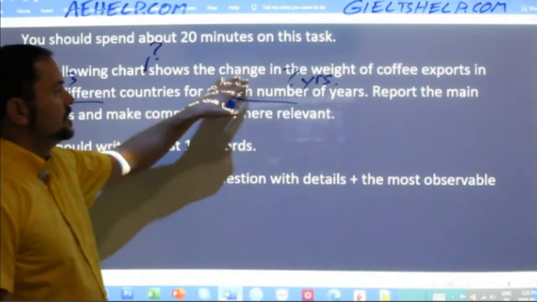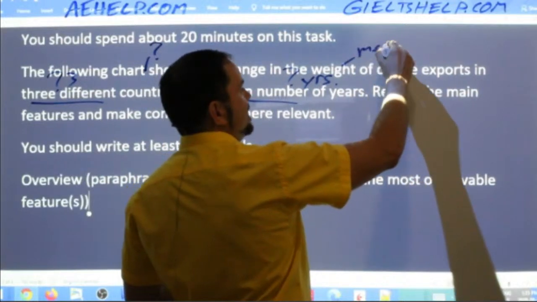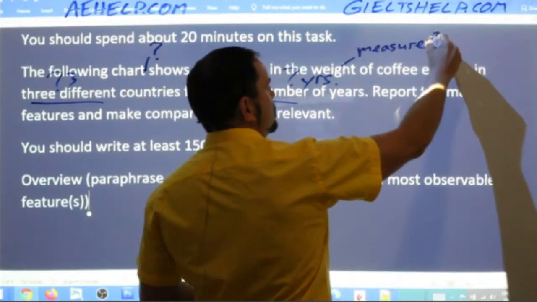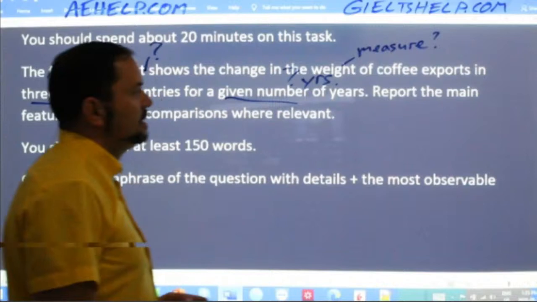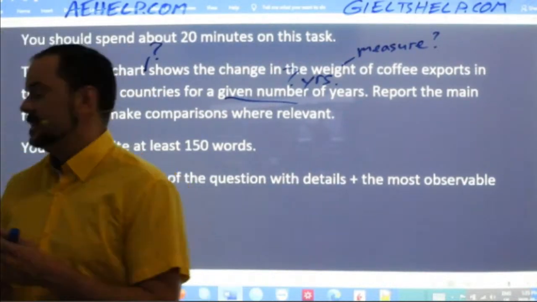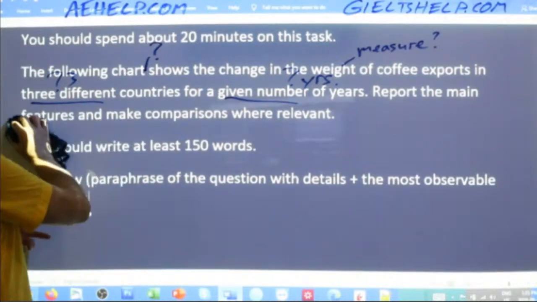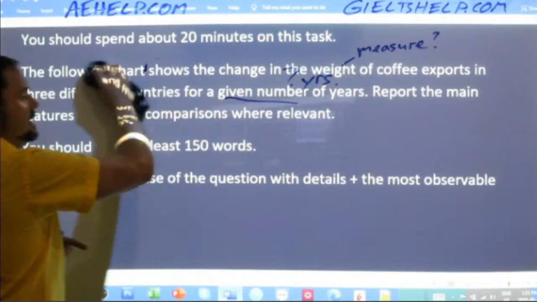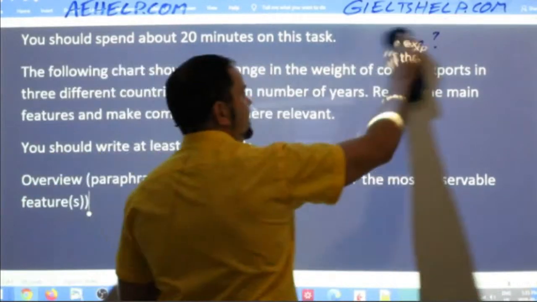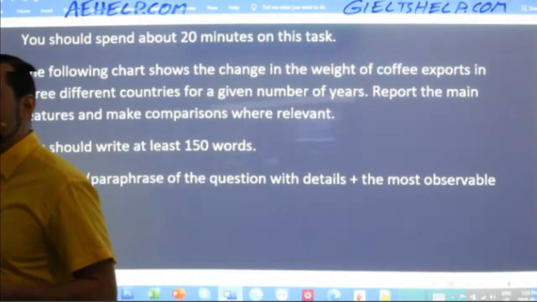And then, of course, the change in the weight of coffee. You can also think of what's the measure. Okay, so kilograms, tons, millions of kilograms. So what are we looking at? So that's where we can add in the details. So let's look at the line graph to find those details and then paraphrase this question with those.